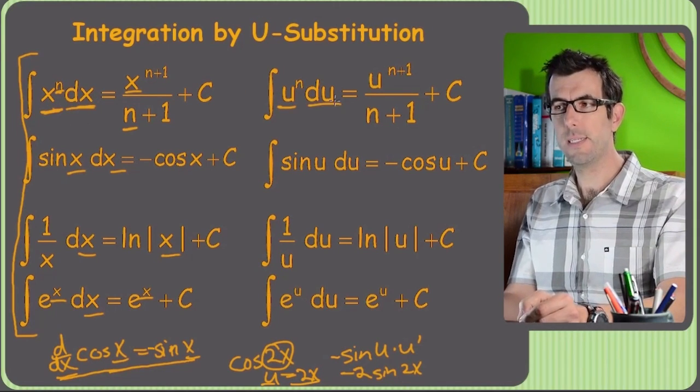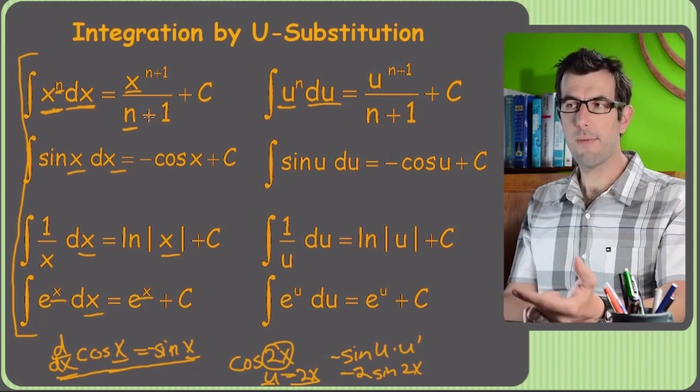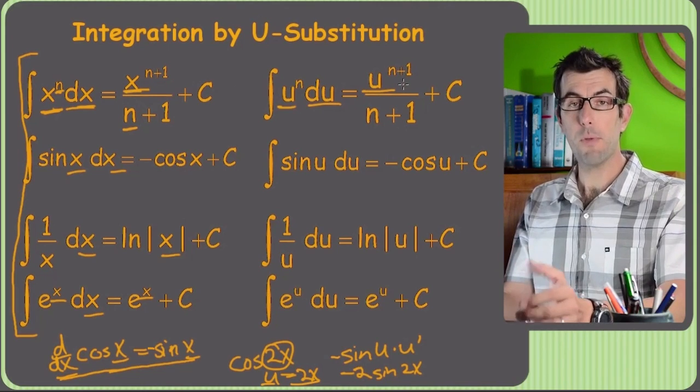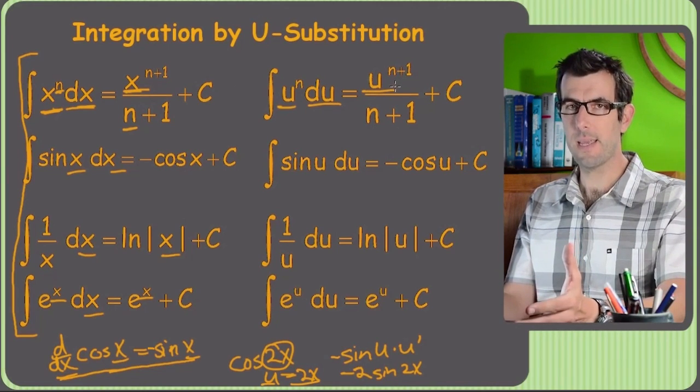Instead of dx, we got du. And then on the right side, everything changes too. So instead of x to the n plus 1, we've got u to the n plus 1. But the formula is exactly the same.